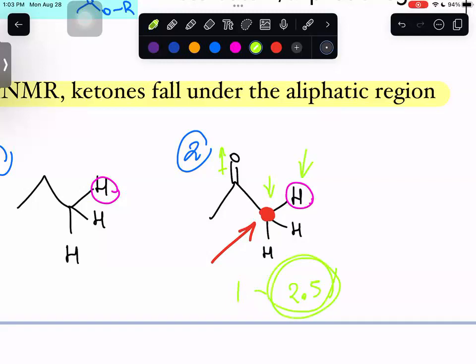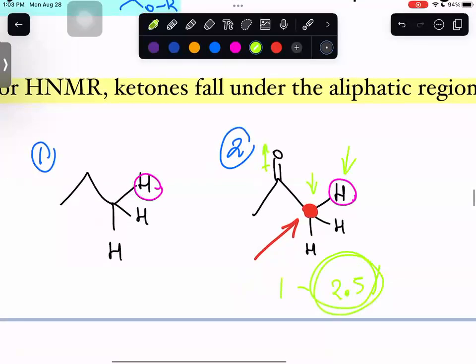Now, if we compare with the other molecule, molecule number 1, it's just pure carbons. We don't have anything that's deshielded in it. We don't have any electronegative atoms, nothing that's electron dense. So it's going to be closer to 1 in this case. That's how you're going to figure out the approximate chemical shift.